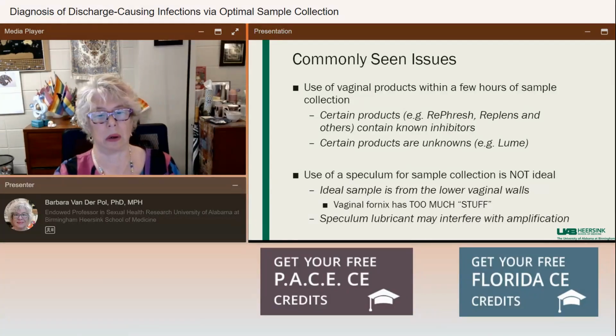And you're going to get tired of hearing me say that, but it really is a big deal. Remember that when companies do their clinical studies, and you can look at their package insert or at the papers that have been written about the products, they often exclude women who have used any kind of vaginal product. So we just don't even know what effect it has on some of the tests that are out there. So just be aware.